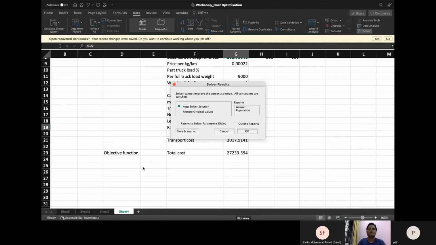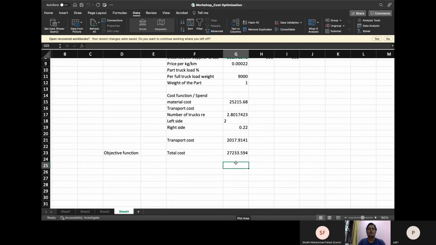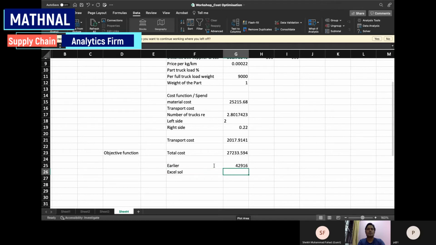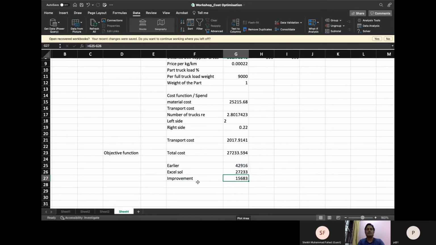Yes. So we got the solution now. See, it was earlier 42,916, right? Earlier. And the Excel solution is 27,233. So what is the improvement? 42,906 minus 27,233 is 15,623. And what is the improvement percentage?